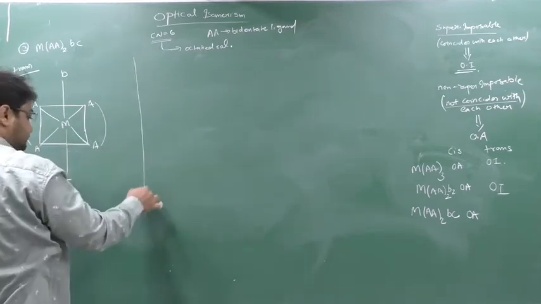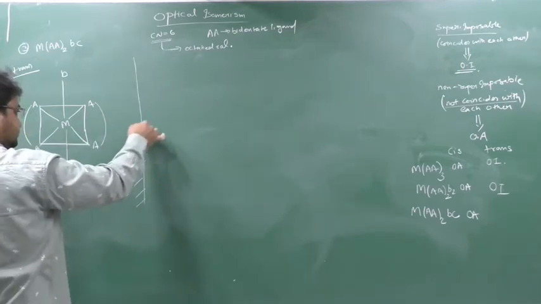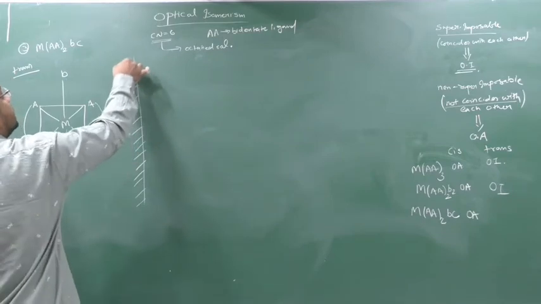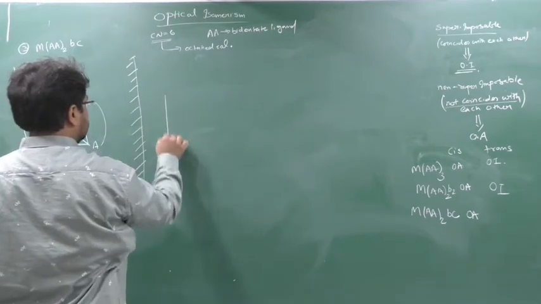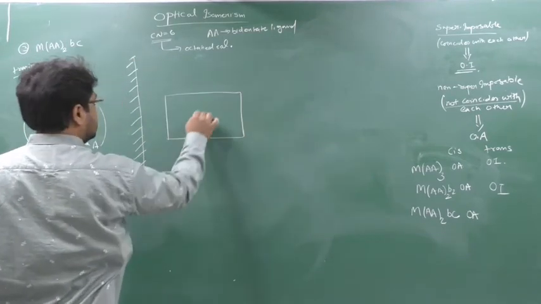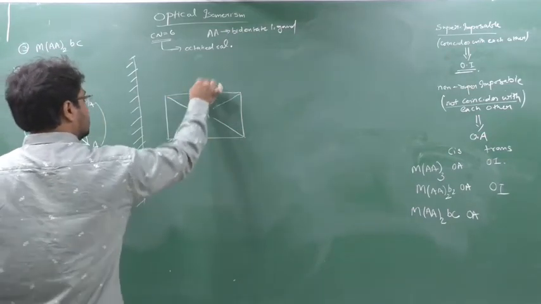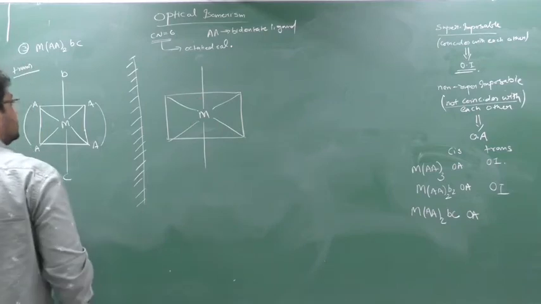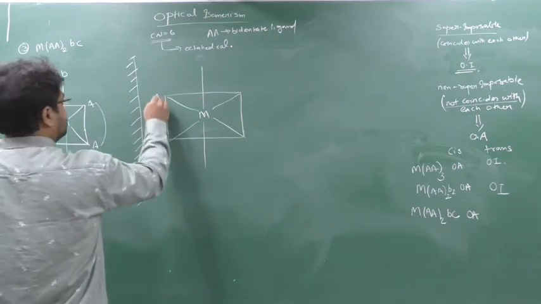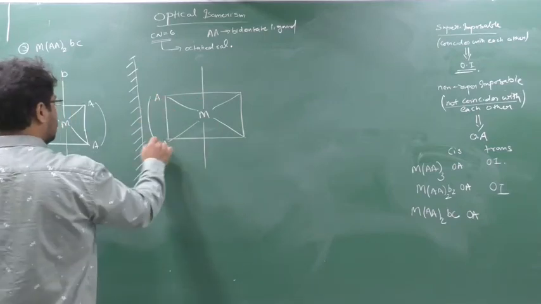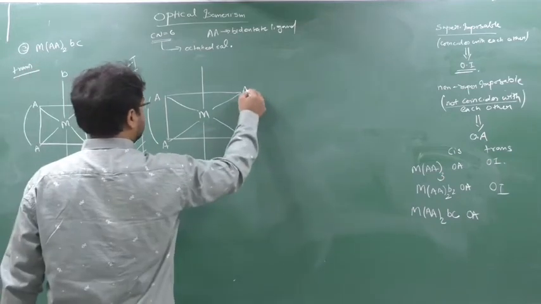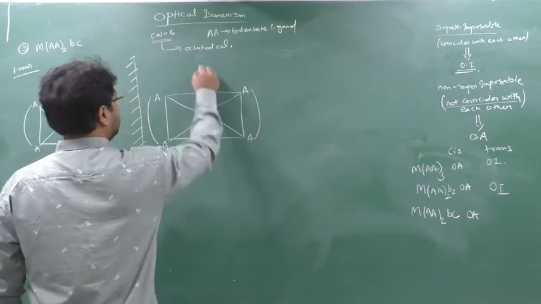Create an image. When you create an image, you get it like this. Okay, which is on the second portion will come on the first portion, AA. First portion will come on the second portion, AA. It will come here, BC.